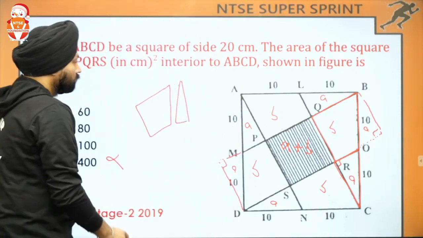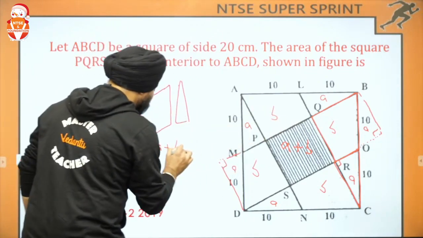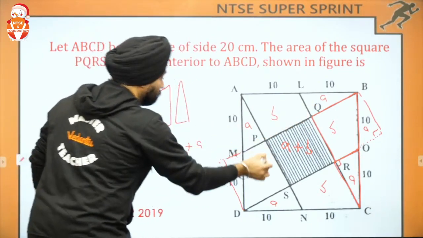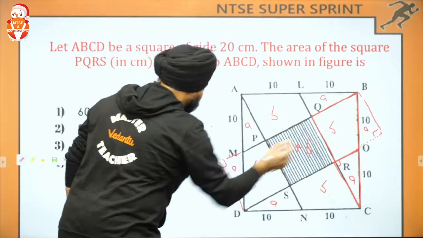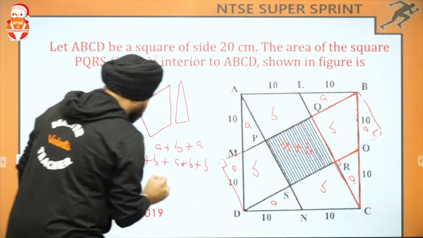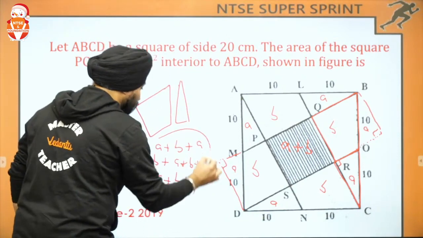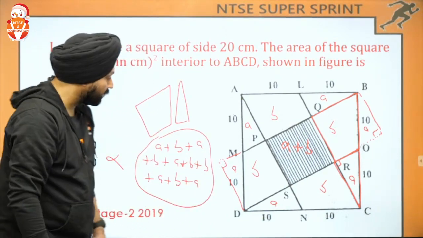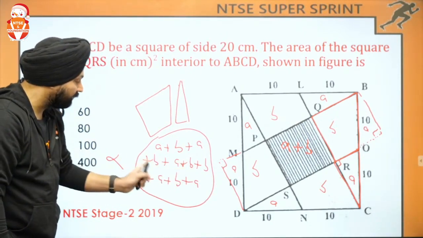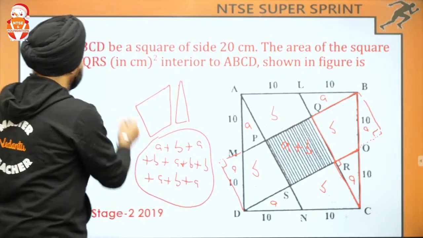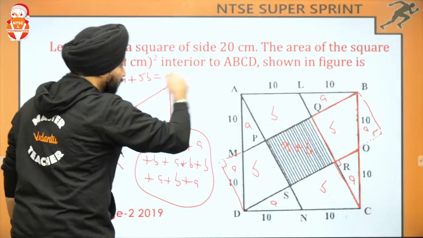So let's see. The whole square comprises A plus B plus A plus B plus A plus B plus B plus A plus B and plus A. This is the full square. Zara count कीजिए how many A's and how many B's are there? 1, 2, 3, 4, 5 A and 1, 2, 3, 4, 5 B. That means this full diagram is nothing but 5A plus 5B, which is actually equal to the full square.